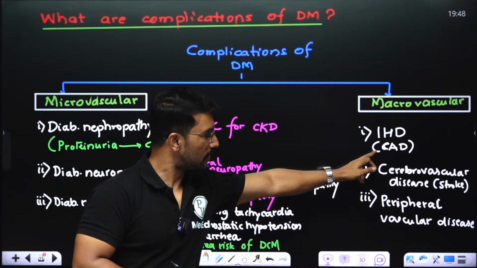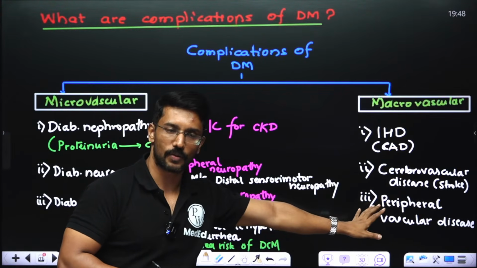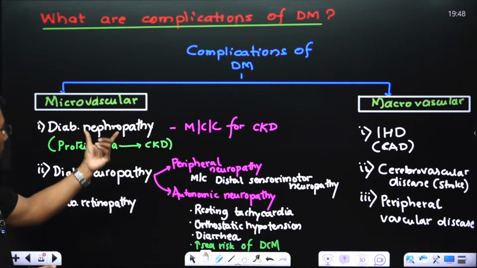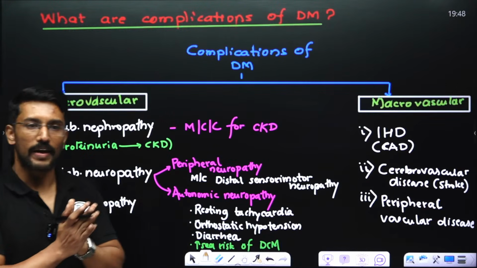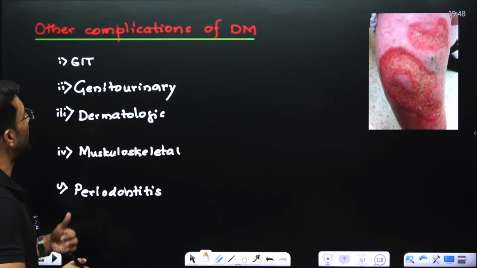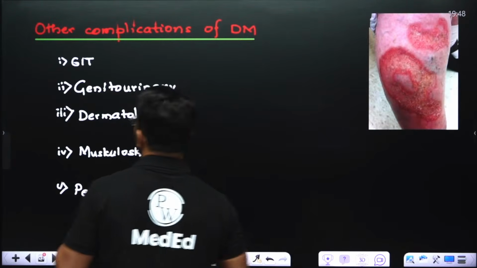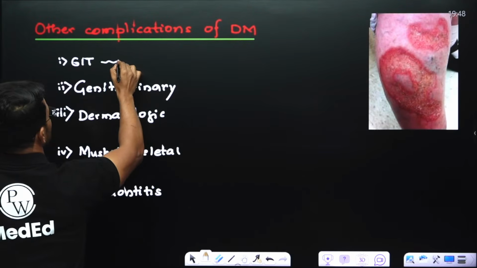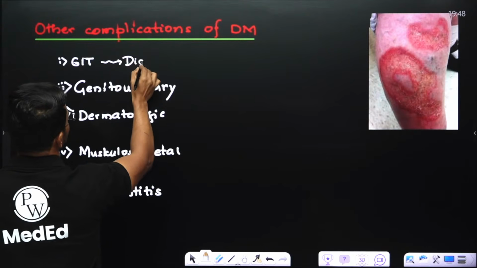IHD, that is coronary artery disease, CVD or cerebrovascular disease, and PVD or peripheral vascular disease. These are macrovascular. All the pathies, nephropathy, neuropathy and retinopathy, these are microvascular complications. Apart from these three, what other complications can I expect? Okay, so as we discussed, it can affect the GIT. Mechanism is mainly involvement of autonomic neuropathy.